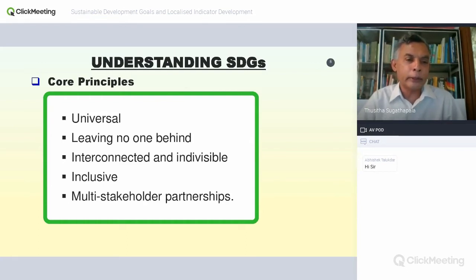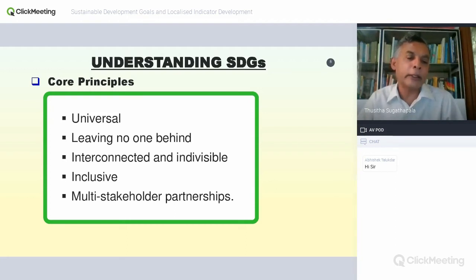One of the core principles is universality, which basically highlights that all countries, developing and developed, are subject to these interventions. And also not only different countries, but within the society, within the country itself. In Sri Lanka, for example, this should be applicable at national, provincial, and local level too. So this universal principle will go into that level too. That will highlight the importance of the local governments and their involvement in SDGs. Leaving no one behind, of course, is another important aspect.